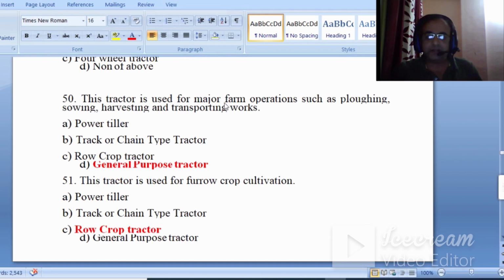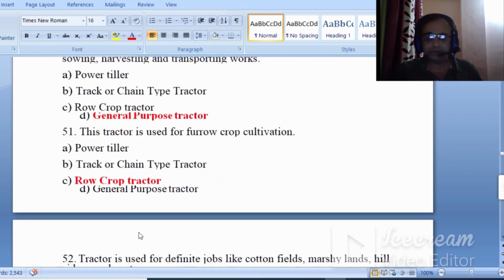This tractor is used for major farm operations such as plowing, sowing, harvesting, and transporting works. It is a general purpose tractor. Many times it is asked. This question is asked for the exam. This tractor is used for furrow crop cultivation, and it is a row crop tractor.